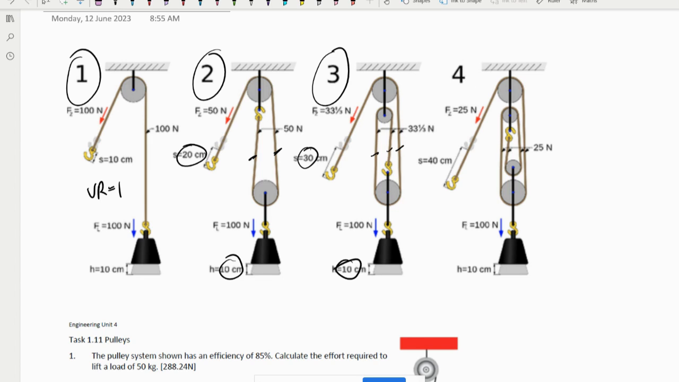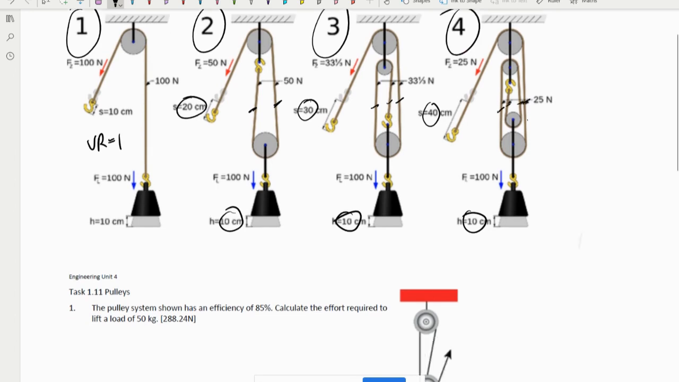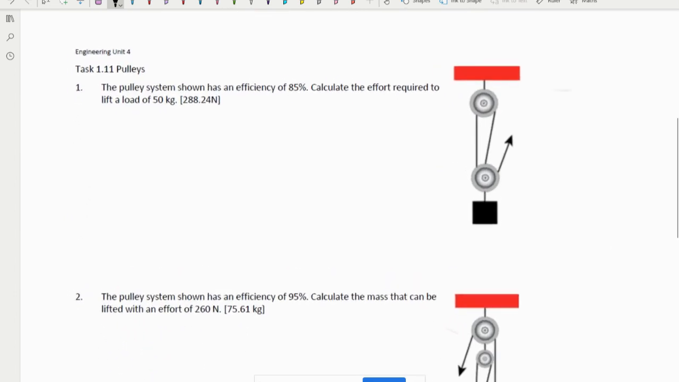Let's move to the next one. We've got 4. I shouldn't have circled that too quickly. We've got the distance moved by the load and the distance moved by the effort. That's 4 times the amount. Let's count the amount of ropes attached to this system: 1, 2, 3, 4. So the velocity ratio is 4. Wonderful. I think you get it.